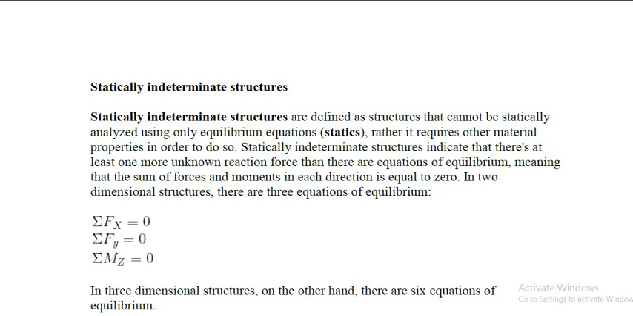In two-dimensional structures, we have three equilibrium equations, which are shown here. For equilibrium in the x direction, summation of Fx equals 0. That means whatever the components are in the x direction, we have to make them 0. Similarly, summation of Fy equals 0, that means the force in the y direction should be equal to 0. Then the summation of moments in the z direction should be equal to 0. Similarly, in three-dimensional conditions, we have 6 equations of equilibrium.